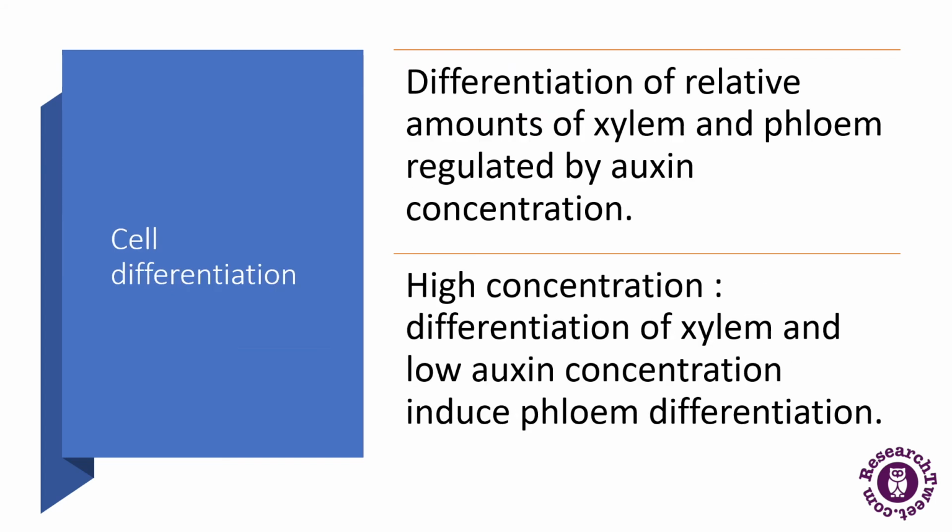Then cell differentiation. The differentiation of relative amounts of xylem and phloem is regulated by auxin concentration. For example, a high concentration of auxin leads to the differentiation of xylem, and a low concentration of auxin leads to the differentiation of phloem.